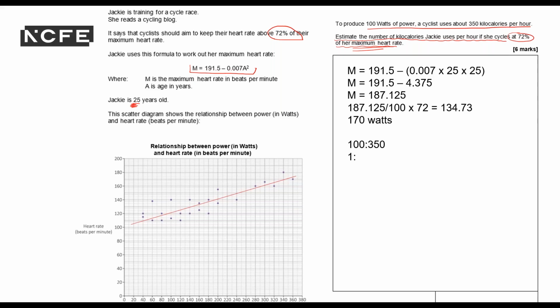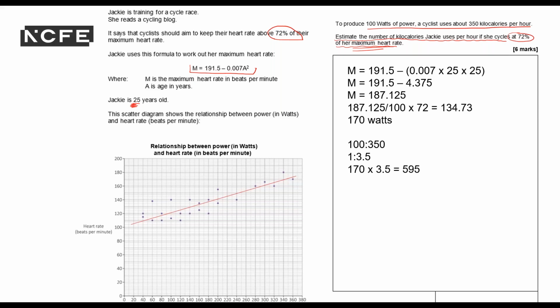So 100 divided by 100 is 1. 350 divided by 100 is 3.5. So it's 1 to 3.5. So now I need to do 170 times 3.5 to give me the number of kilocalories. Okay, 170 times 3.5 equals 595. So that's what I'm going to put as my answer.